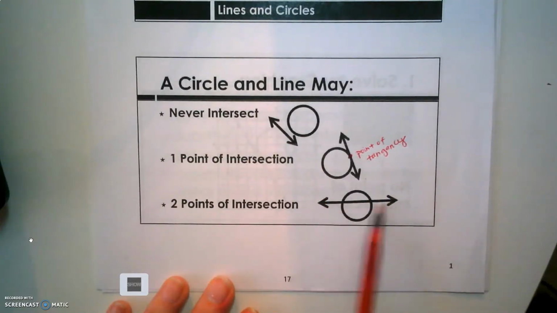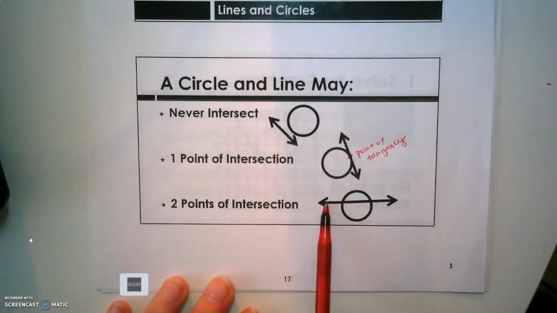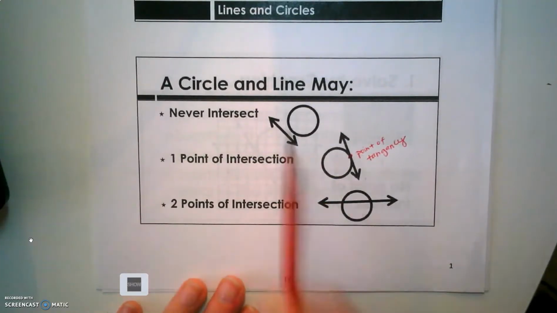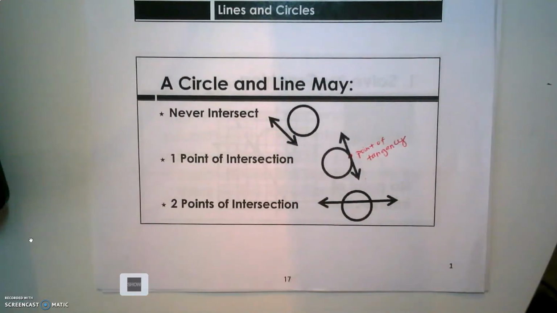And remember, this is a secant line. So a line that crosses through our circle, not necessarily at the origin or the center. So three types of intersections that we could have: never, one, or two.